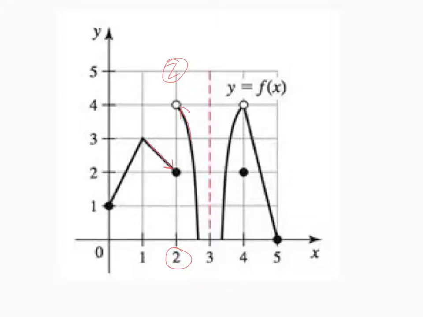The next discontinuity occurs at 3. Notice there's a vertical asymptote there. So, that means our function is undefined when x is equal to 3, so we're failing on the first criteria.